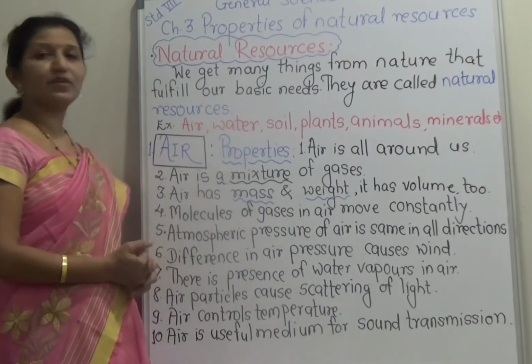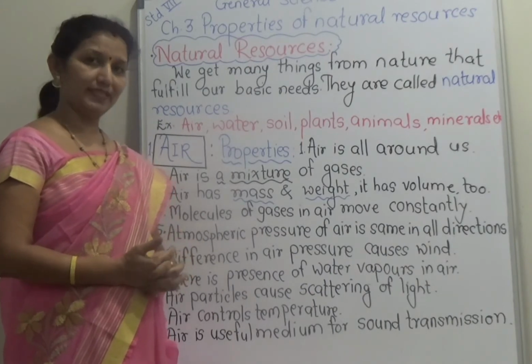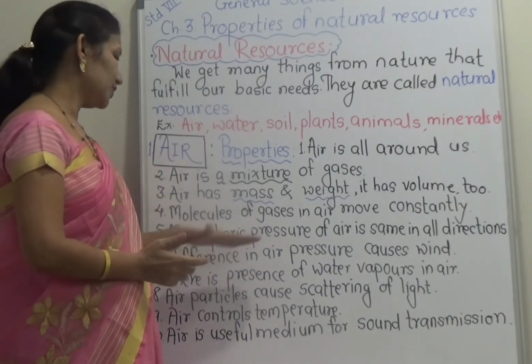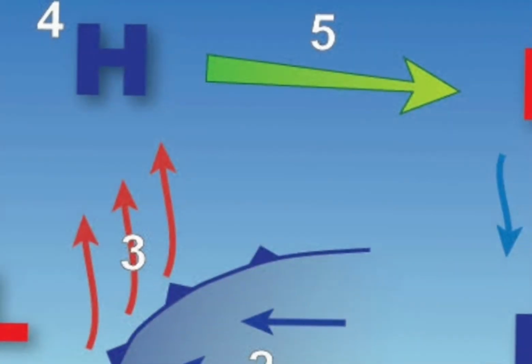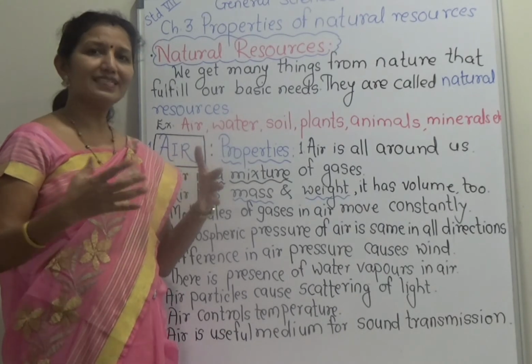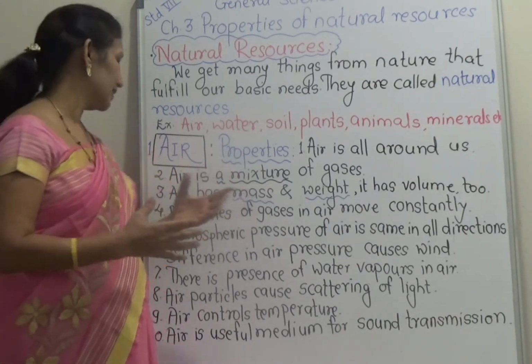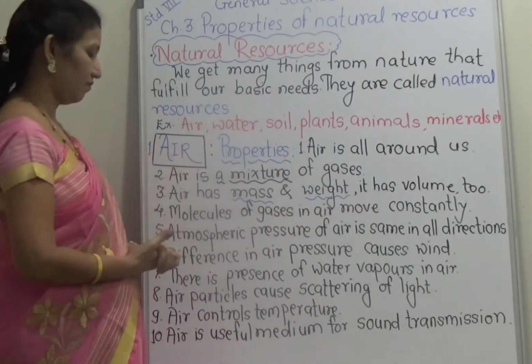Now, difference in air pressure causes wind. In geography also we have studied the formation of winds, and this formation of winds occurs because of difference in air pressure. Whenever there is low pressure at any place, the air moves from high pressure to low pressure, and there is formation of wind. The cool breeze is nothing but wind. That means difference in air pressure causes the formation of wind.